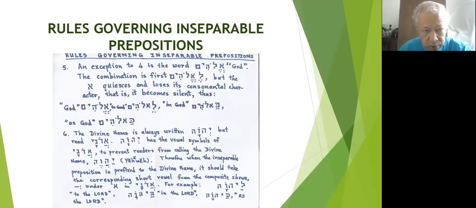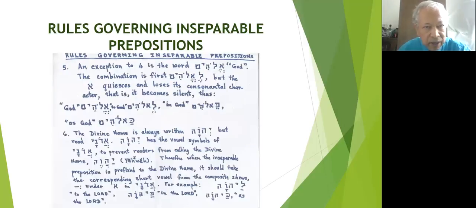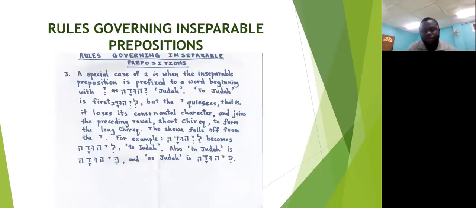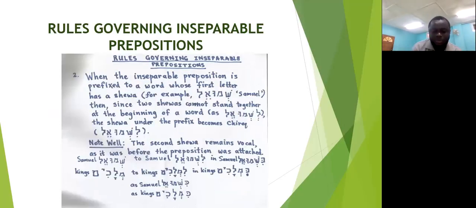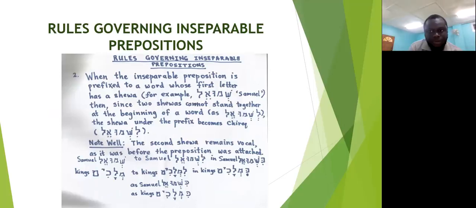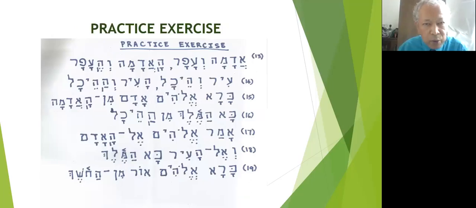All right, so that is what we have covered, and we will start at Rule 7, governing inseparable prepositions, next week. This is more than a mouthful. I advise you to go ahead and go through the rules governing inseparable prepositions, and then we will continue from there next week at rule number 7. Any question before we close?